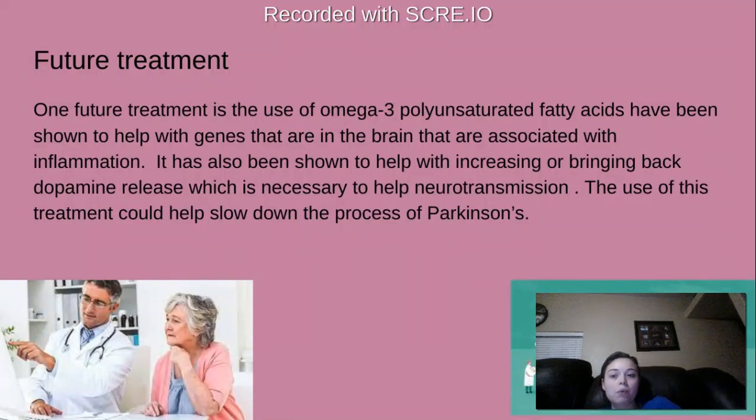Future treatment. One future treatment is the use of omega-3 polyunsaturated fatty acids, which have been shown to help with genes in the brain that are associated with inflammation. This has also been shown to help with increasing or bringing back dopamine release, which is necessary to help neurotransmission. The use of this treatment can help slow down the process of Parkinson's.